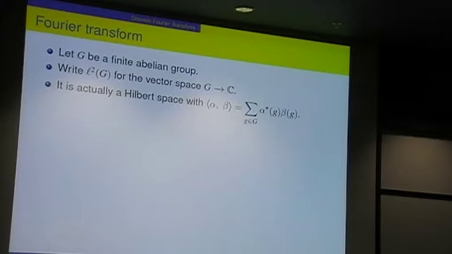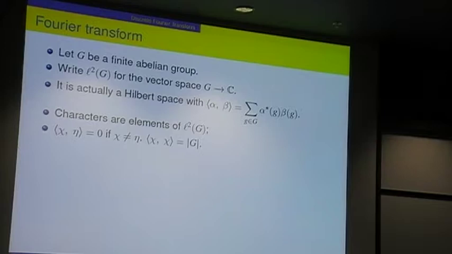So what are we going to do when this is not a finite group? Well, we have to do something to replace the summation. Now, the characters are elements of L2 of G. So they are functions into the unit circle. And an easy thing to check is that if you have two distinct characters, then their inner product is zero. And if you take the norm of a character, it will be the square root of the order of the group. Okay, so if you take the inner product of a character with itself, you get just the order of the group.